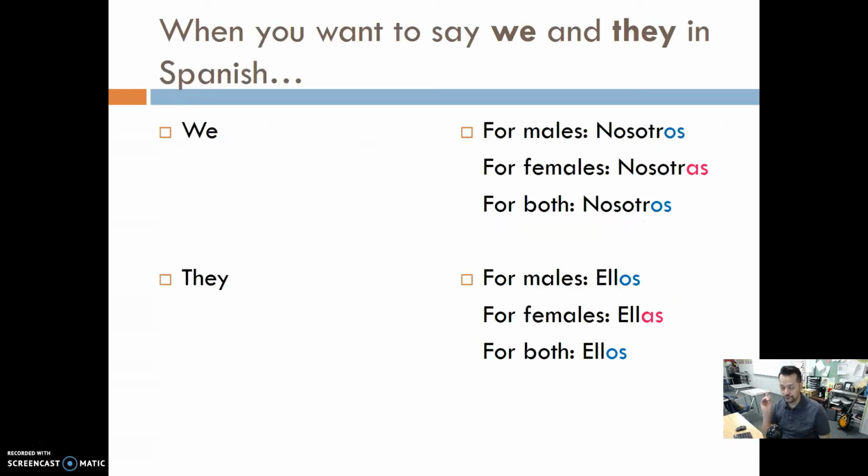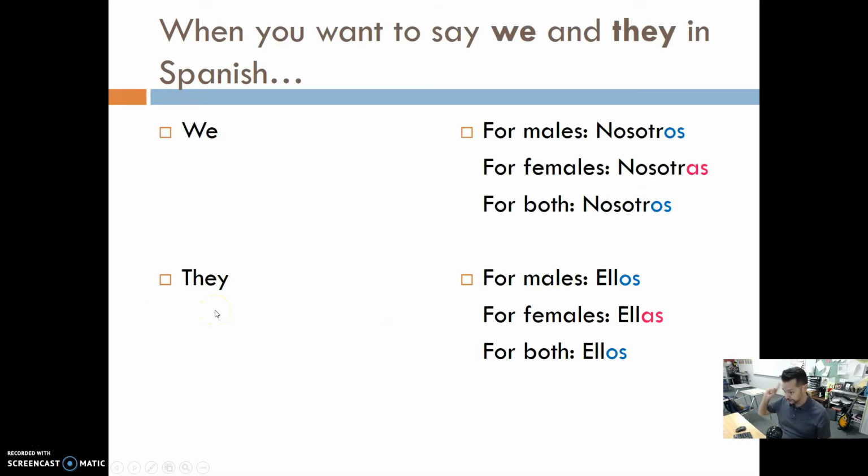All right. So I did mention this earlier. If you want to say we, if it's all dudes, it's nosotros. Now, if it's all dudettes, it's all chicas, it's nosotras. And if it's a mixed group of chicos and chicas, it's going to be nosotros. See, the masculine form is the default for a mixed group of guys and girls in a room, okay? So the next time you're in Spanish class, if you want to say we, it's going to be nosotros, all right?